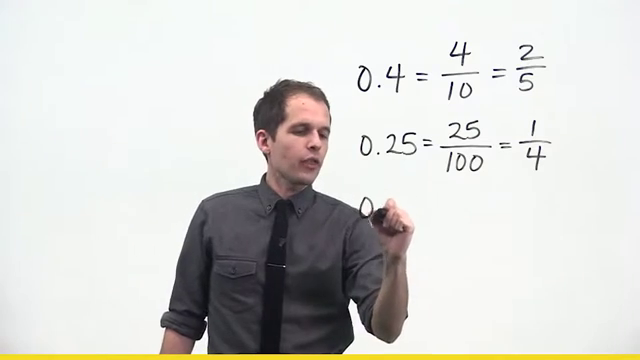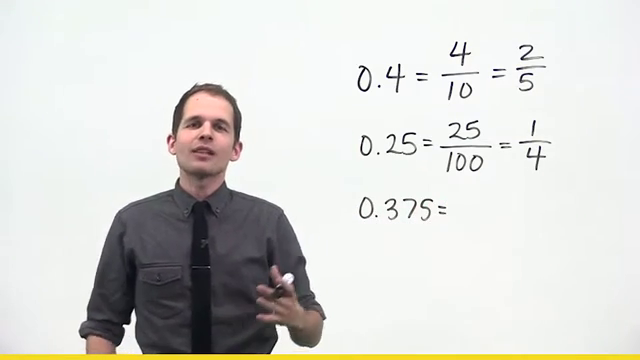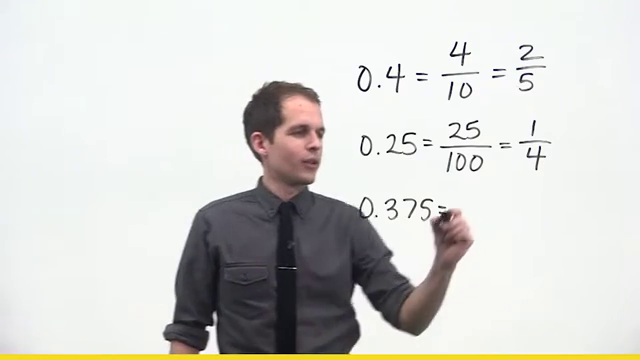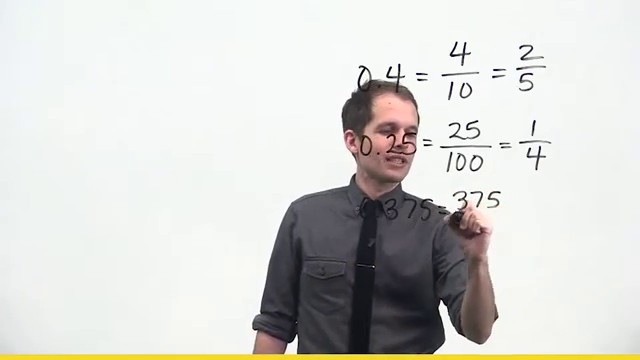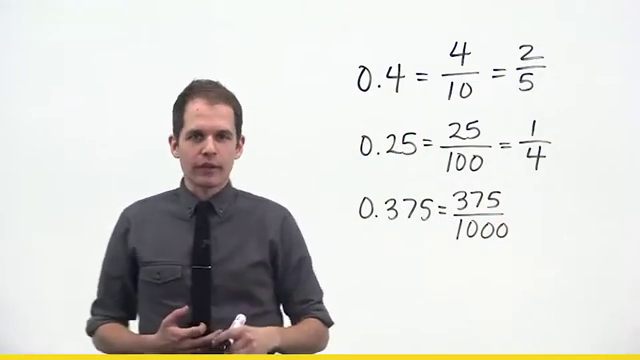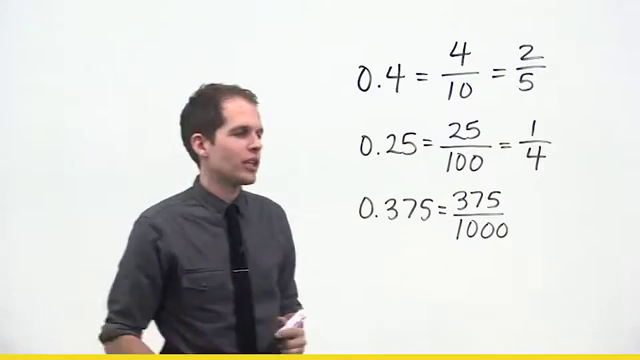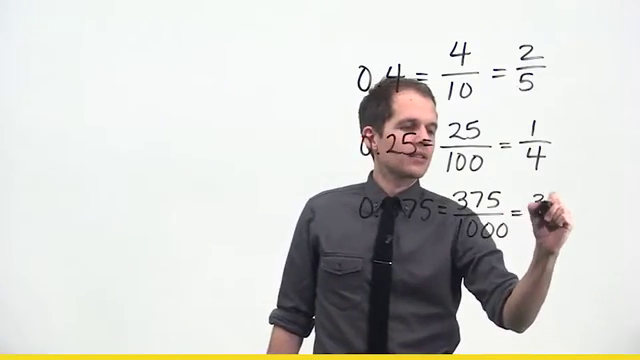Let's try it with a 3-digit number. I'll go to the final digit place, the 5. That's what we call the thousandths place. So I can rewrite this as 375 over 1,000. And then use the calculator again. Divide 5 into the numerator and denominator, or 25. And eventually, I'll get down to 3/8.